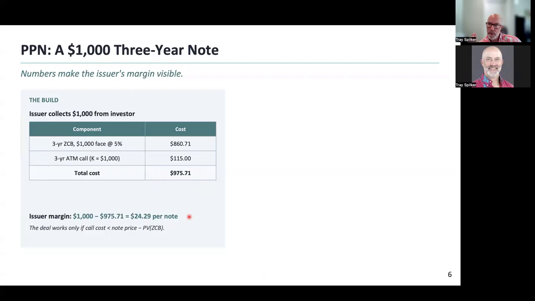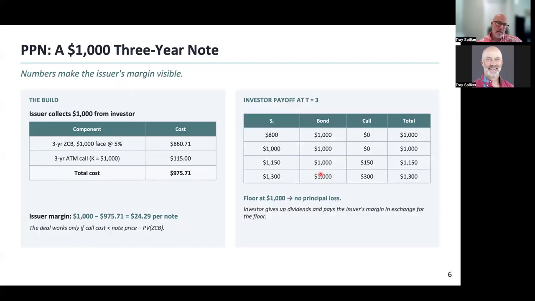And the principal protected note is only going to be profitable to the issuer if they can buy the call cheaper. And that's what this line here says. If they can buy the call cheaper, then there's a difference between the note price that they sold it to the investor for and the present value of the bond. And you can see the payoff function here works, right? So let's prove the investor payoff at 3 years down the road.